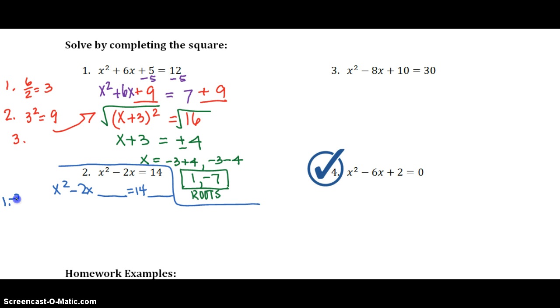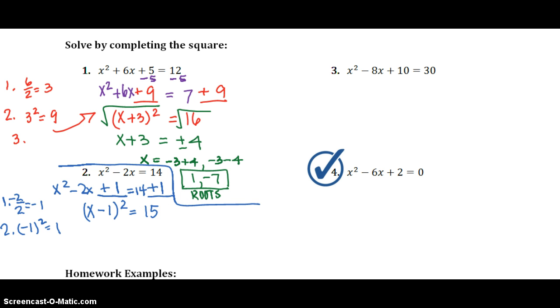Step 1, take half of negative 2. When I take half of negative 2, I get negative 1. Step 2 is to square negative 1, so that's going to be 1. So what do I add to both sides? I add 1 to both sides. So this is a perfect square. It's x minus 1 squared. And on the right, I'll have 14 plus 1, which is 15.